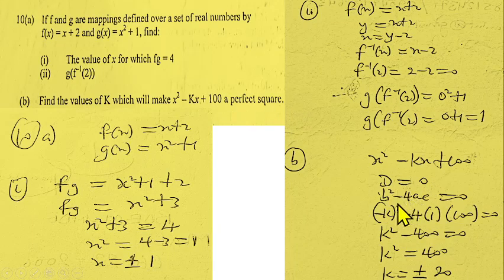And what is the discriminant? b squared minus 4ac is equal to 0. So our b is minus k, our a is 1, and our c is 100. If we substitute that, we have minus k squared minus 4 into 1 into 100 equals 0. If we multiply this out, it gives us k squared minus 400. Collect like terms, k squared equals 400. Then the value of k will be plus or minus 20. So I hope you understand question number 10 very well. Let's go to the next question.